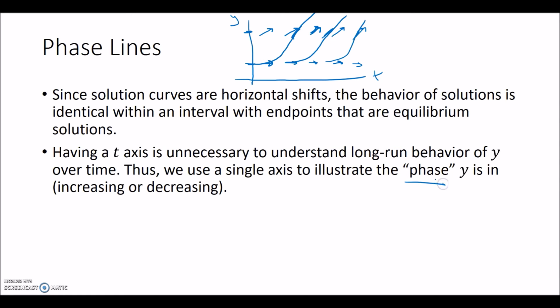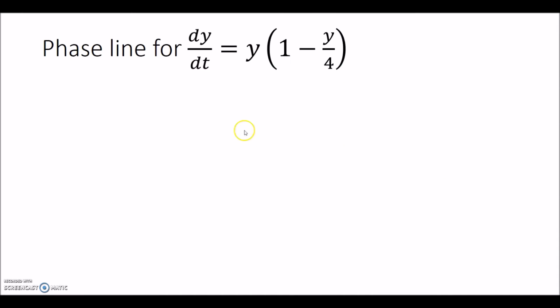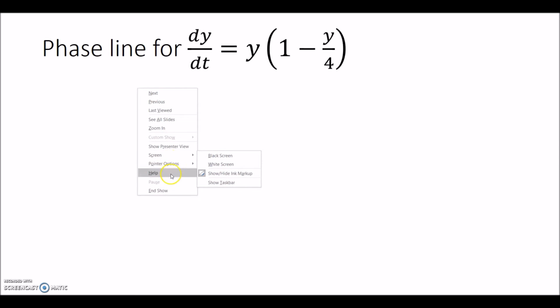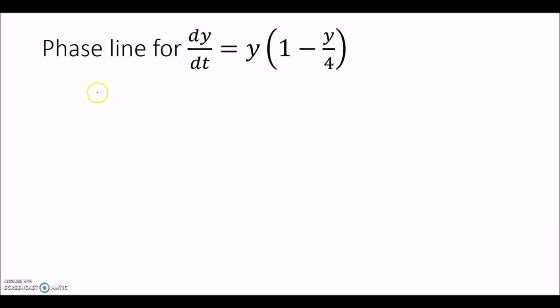So in other words, we're going to describe the phase of y as increasing or decreasing. And the way we'll do this is we will go ahead and just draw the y-axis, because again, the t-axis just shows us more of the qualitative behavior over time. But the phase line will just be like a y-axis without the t-axis. So I'm not going to draw a t-axis here. This is just a y-axis.